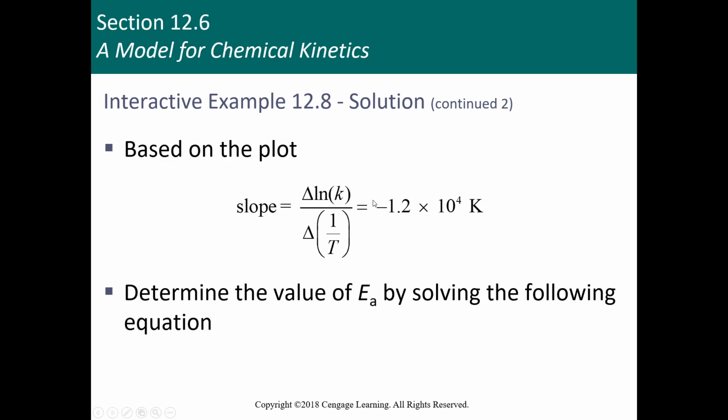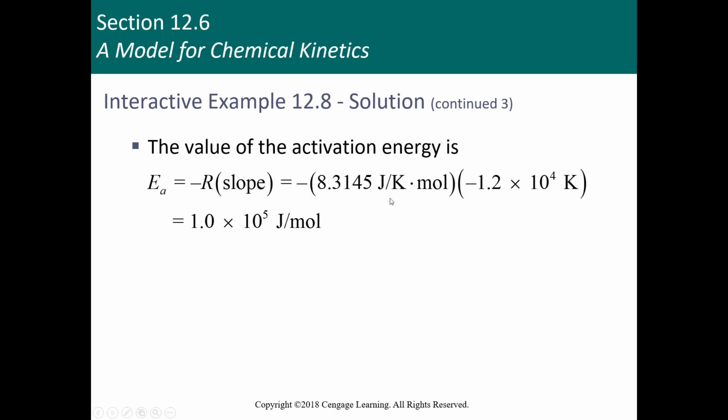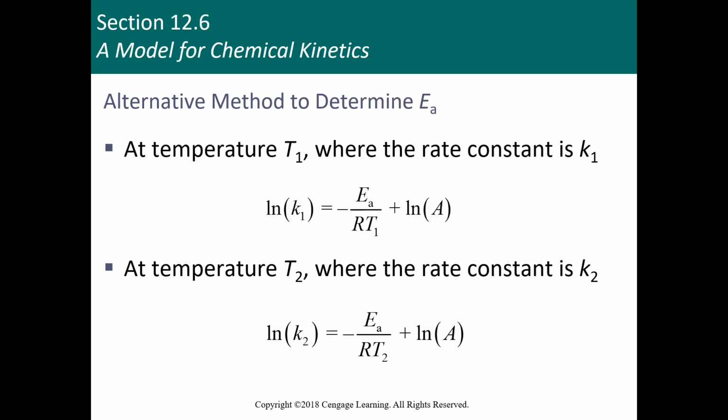And so we have our slope based on our plot. That means that we can determine the activation energy by just multiplying this slope by R and getting rid of the negative sign. So we do that work. We take our value, R, multiply it by the slope here, and multiply by a negative sign so that we can get rid of the negative. And that gives us our activation energy, which is 10 to the 5th joules per mole.